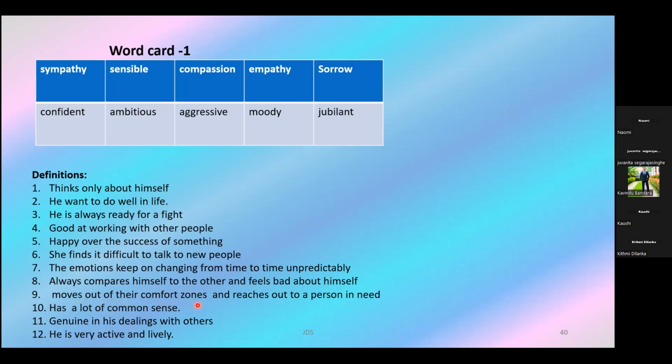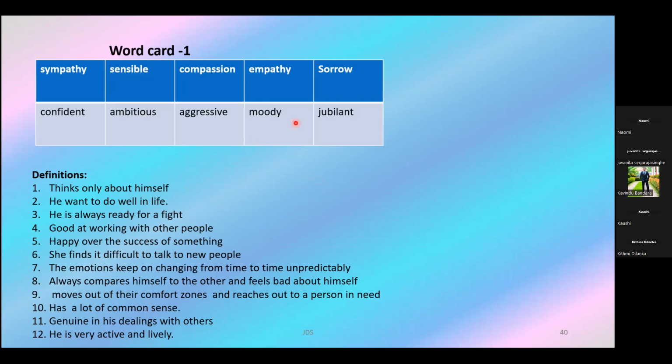Moves out of their comfort zones and reaches out to a person in need. Feels empathy. Empathy, right? You empathize. Has a lot of common sense. Sensible, right? Genuine in his dealings with others. Honest. I don't think you have the word. Very active and lively. Agile. No, you don't have it.